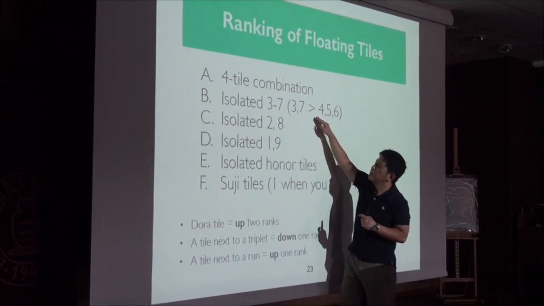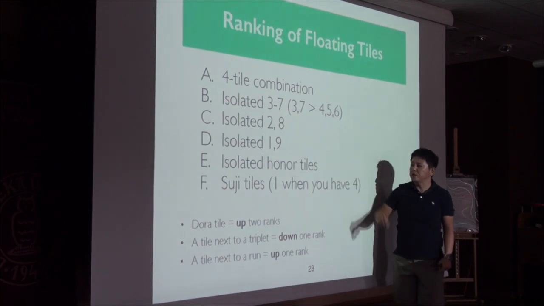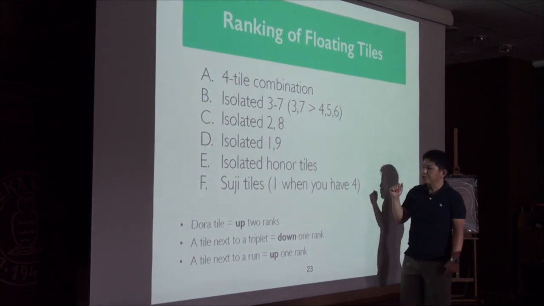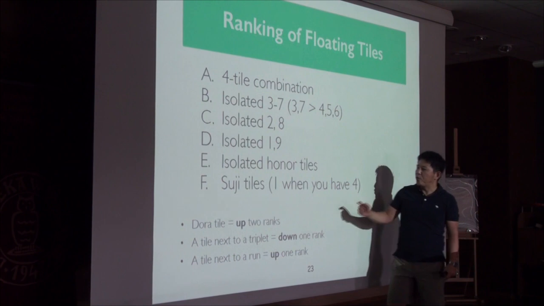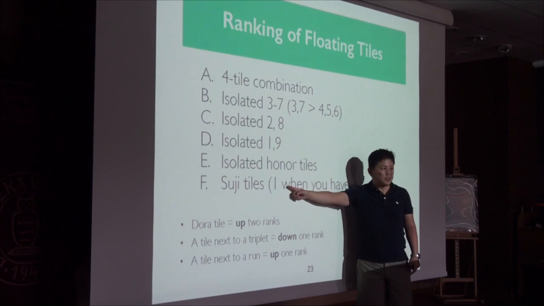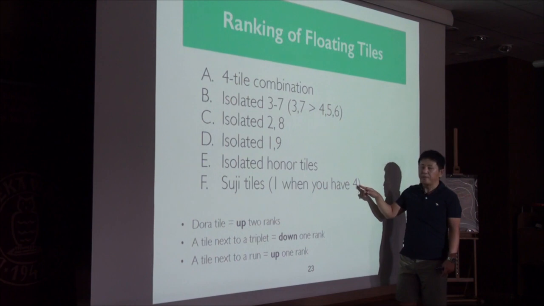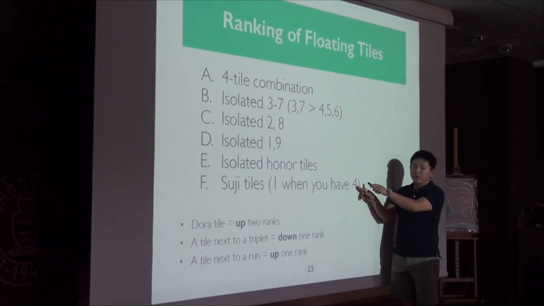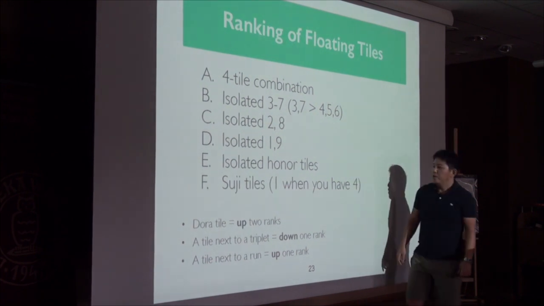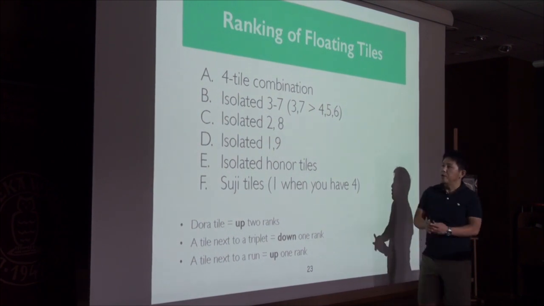But they are all good, and followed by isolated 2 and 8, isolated 1 and 9, and then isolated honor tiles, and then the least useful ones are so-called suji tiles. For example, when you have 4, 1 is a suji tile, and then it's not useful, right? The reason is that as long as you have 4, you can accept 2 and 3, even without having 1 anyway, right? There are some exceptional things, and I'll talk about these in a minute.